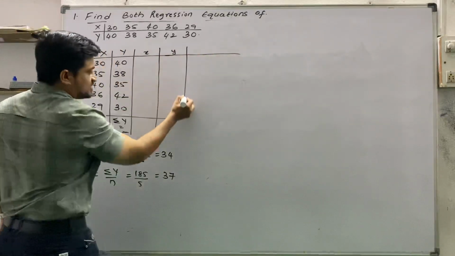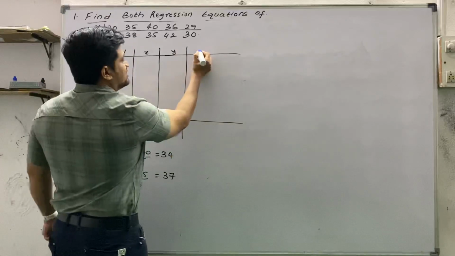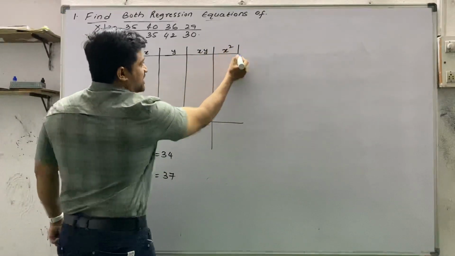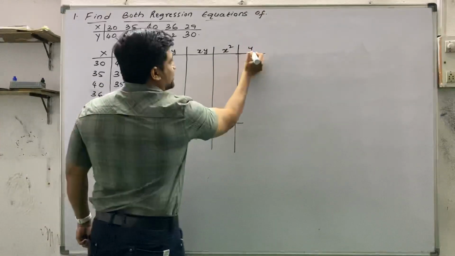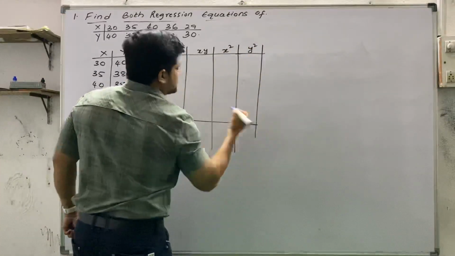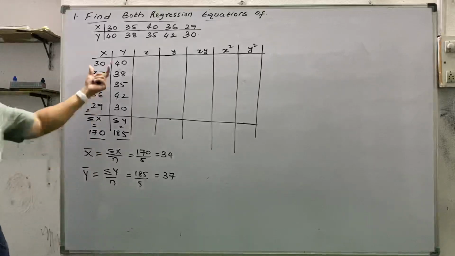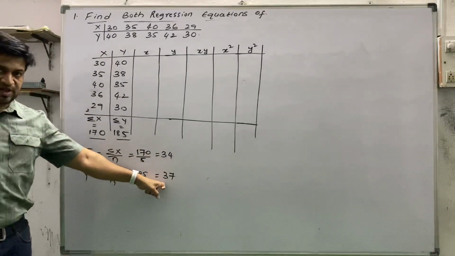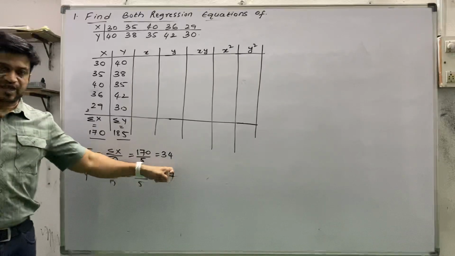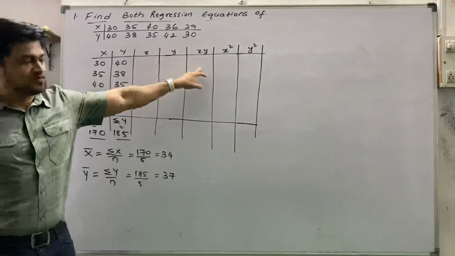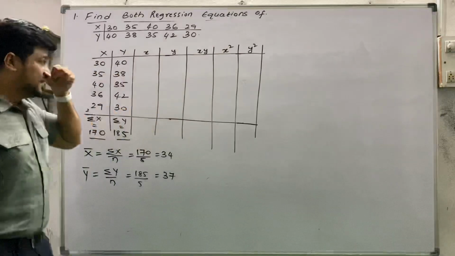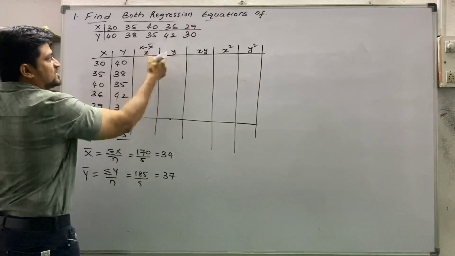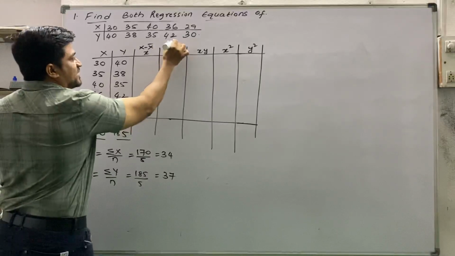this is small y, then we have x into y, x square and y square. So in type 1, apart from capital X and Y, since these two values do not have any decimal values, we can consider small x, small y, x into y, x square and y square. Now small x is x minus x bar, and small y is y minus y bar.